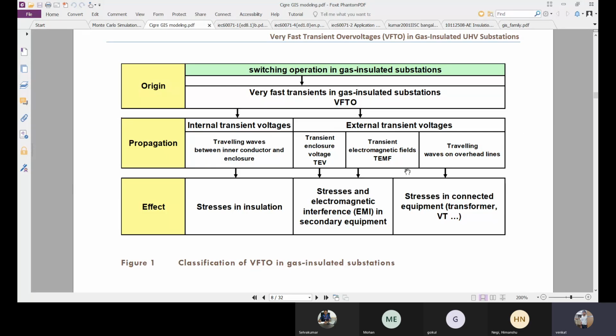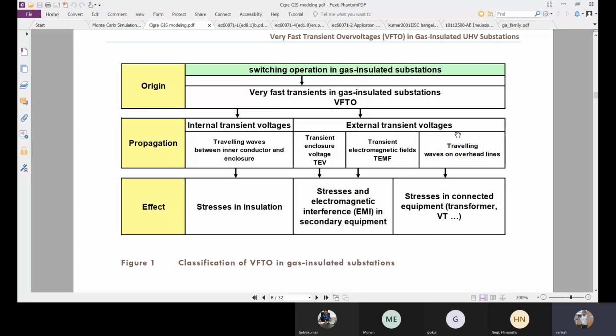This voltage will travel towards the point where the current transformers are connected. Due to this impact, there will be stress. There will be electromagnetic interference on the secondary side of the current transformers, where we have some relays that will be affected. It may go into some dangerous condition, it may even fail. That is what they call transient electromagnetic fields.